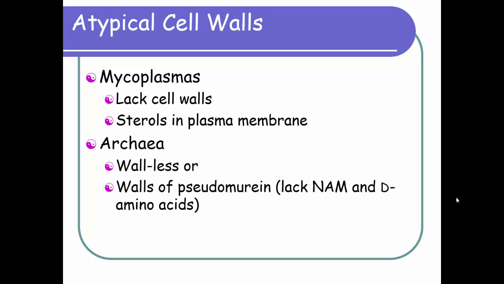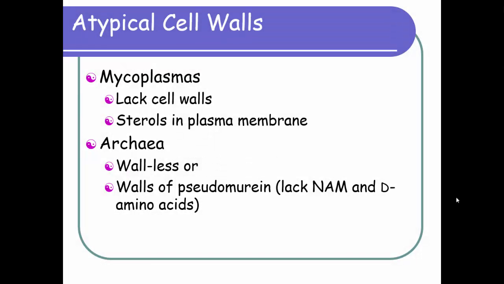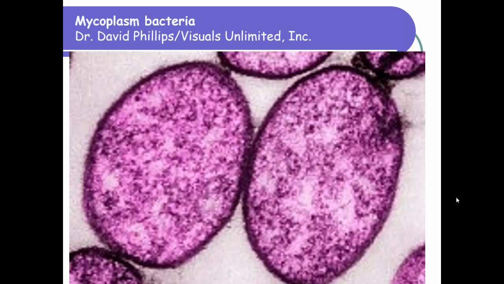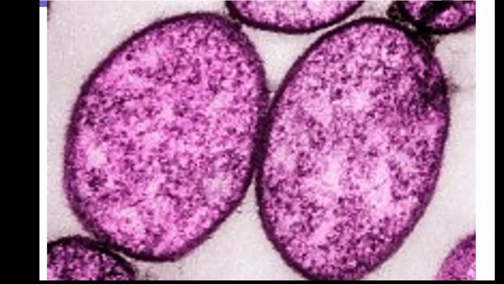The archaea domain are either wall-less, or when they do have cell walls, it is made up of the protein called pseudomurein, which lacks the NAM and the D-amino acids found in peptidoglycan. Here's a close-up of Mycoplasma bacteria. This is not a cell wall, but actually the cell membrane under this high magnification. This is about 0.5 microns in diameter.